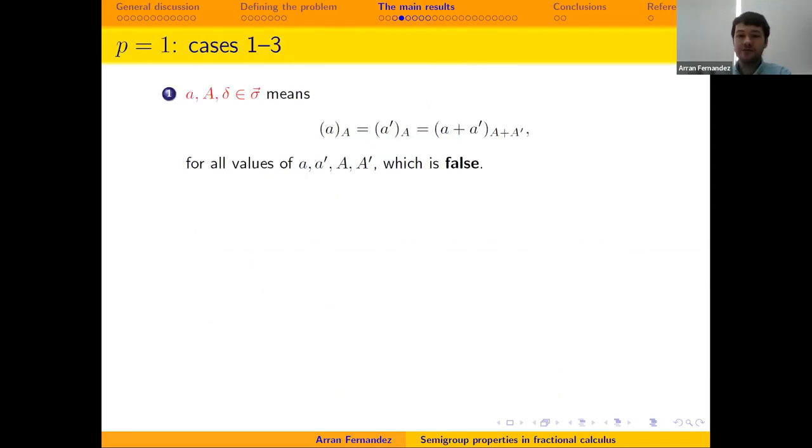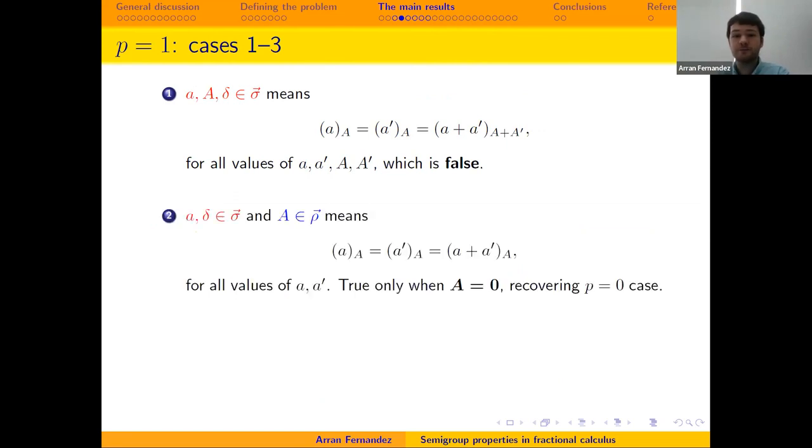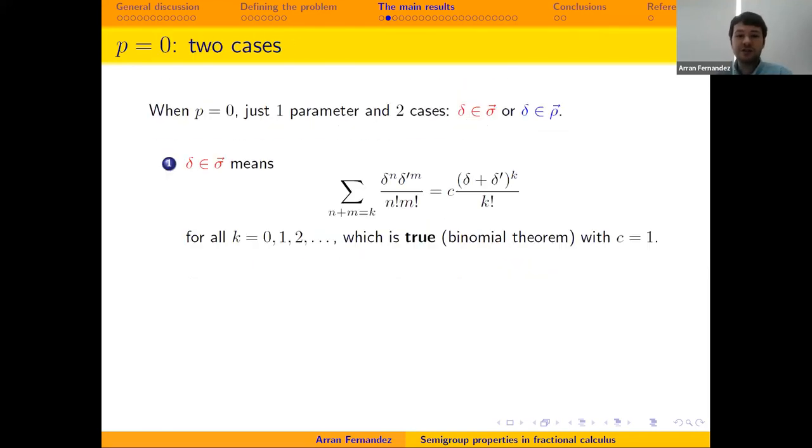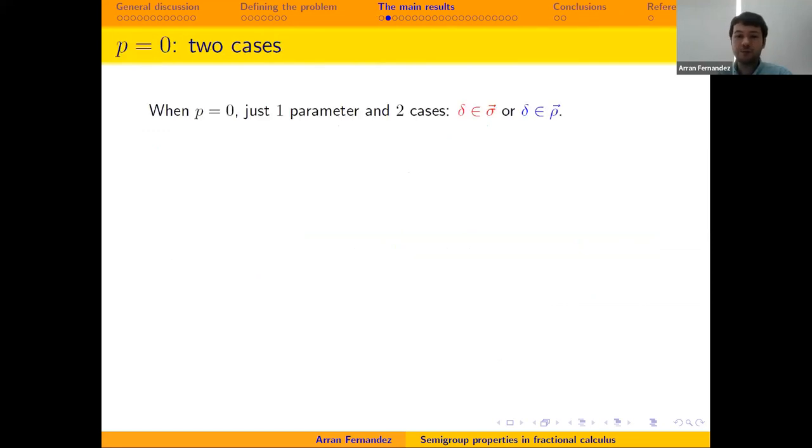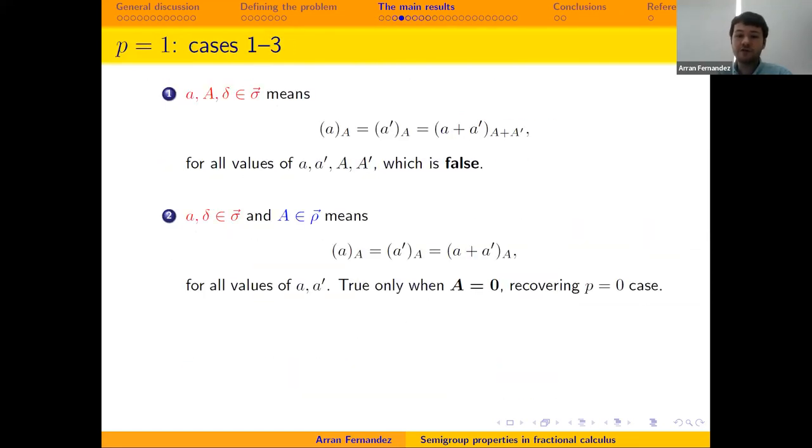Firstly, all of them red, semigroup property in all 3. Then this relation should be true for all values of all the parameters. That is false. Second case, little a and delta red, big A blue. That means we should have this for all values of little a, but that can only be true if big A is 0. I mentioned that big A equals 0 is the reductive case. It reduces to p equals 0. P equals 0 we already solved, so we're going to ignore that.